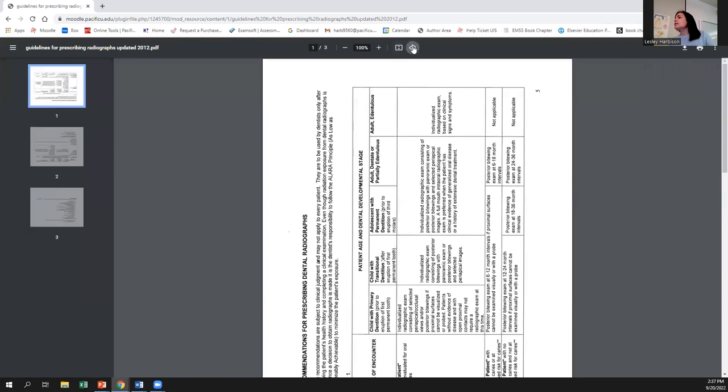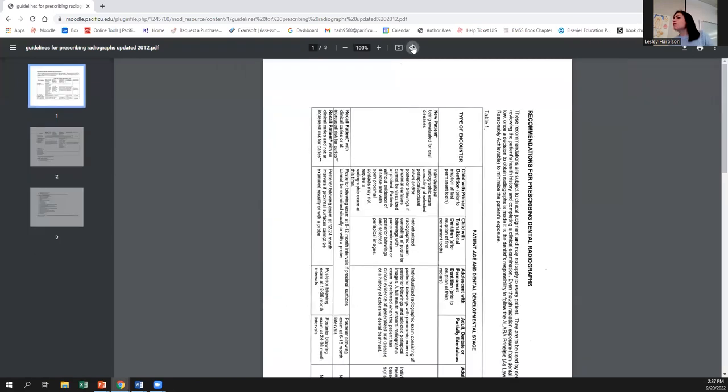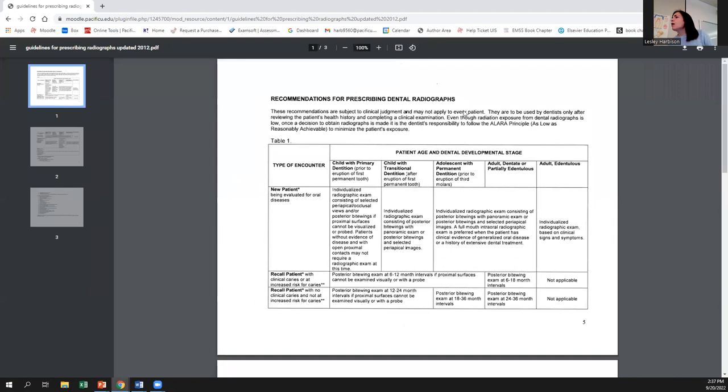You can use these three pages to go through and see what kind of general guidelines apply. Obviously, everybody's going to be a little bit different when we talk about their assessments, when you determine their perio risk, their caries risk, are they a new patient, are they a recall patient, are they older, are they younger, all sorts of things.